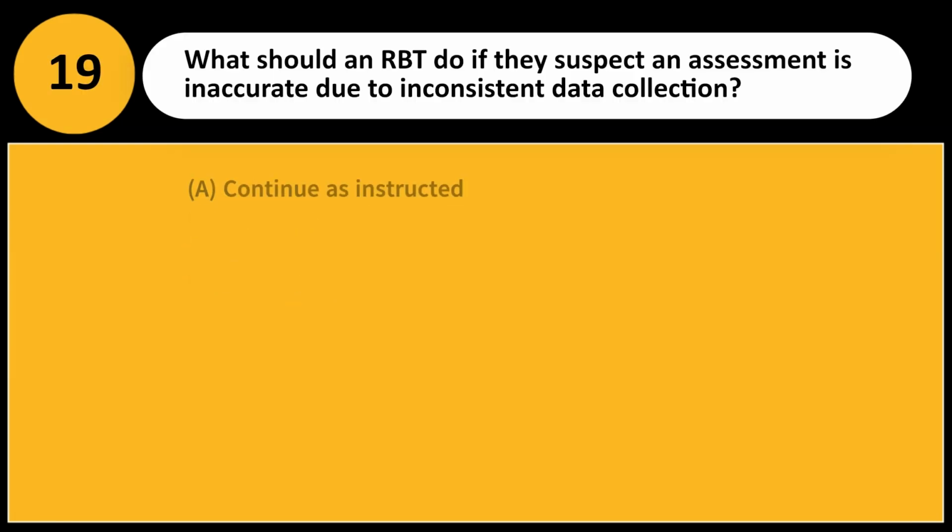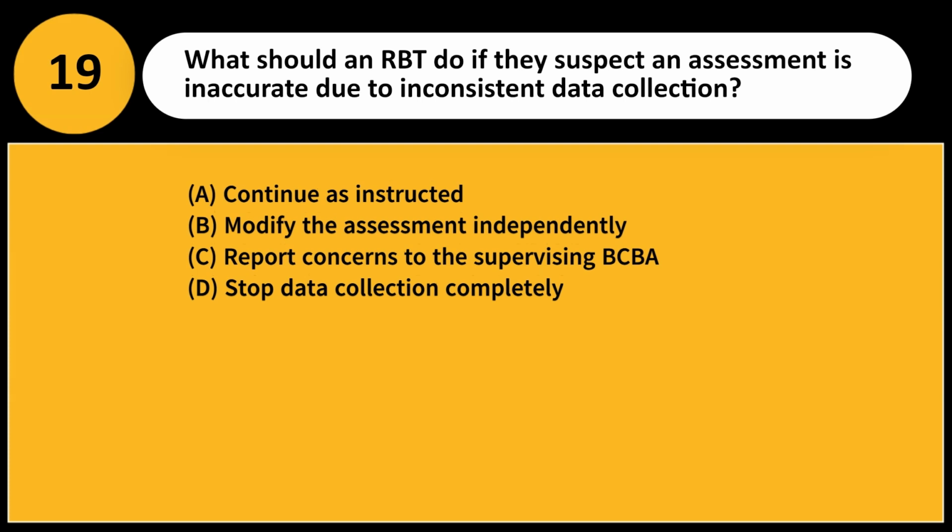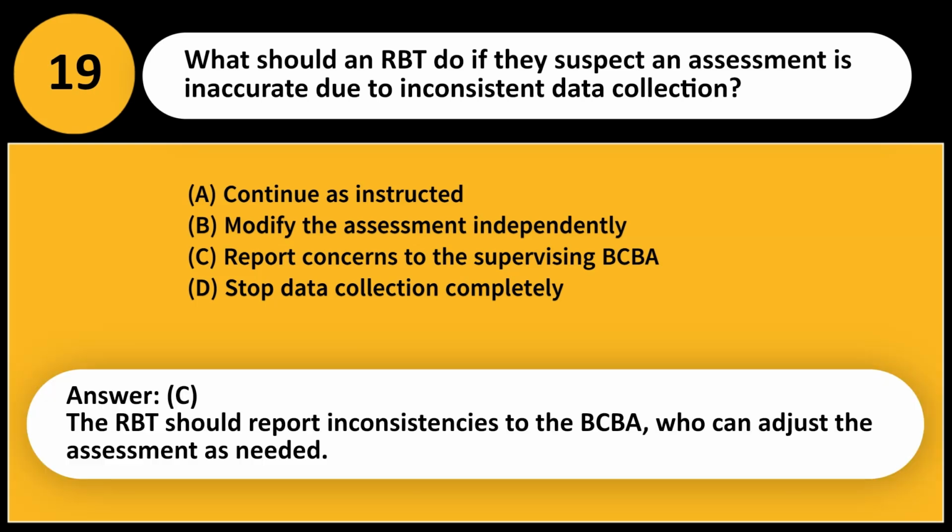What should an RBT do if they suspect an assessment is inaccurate due to inconsistent data collection? A. Continue as instructed. B. Modify the assessment independently. C. Report concerns to the supervising BCBA. D. Stop data collection completely. Answer: C. The RBT should report inconsistencies to the BCBA, who can adjust the assessment as needed.